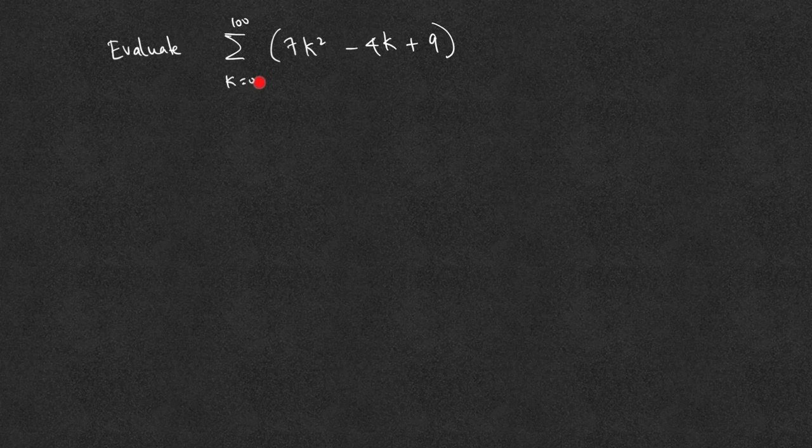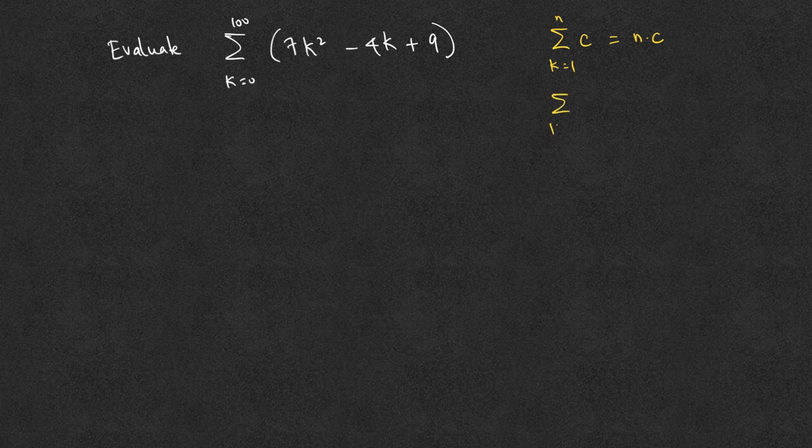Evaluate the sum as k goes from 0 to 100 of 7k squared minus 4k plus 9. We have some useful formulas. The sum as k goes from 1, not 0, to n of a constant c is n times c. This is c plus c, n times.